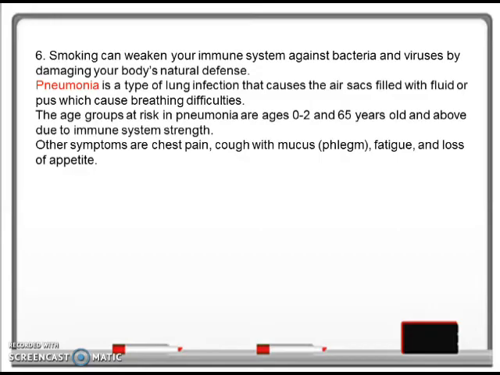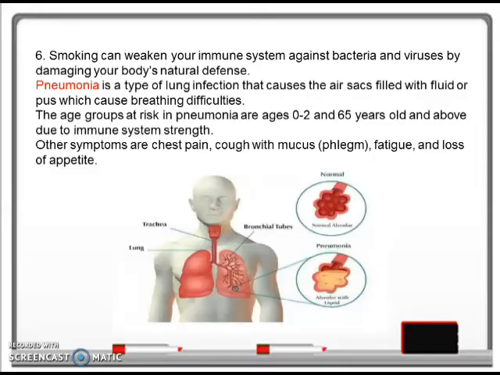Number 6. Smoking can weaken your immune system against bacteria and viruses by damaging your body's natural defense. Pneumonia is a type of lung infection that causes the air sacs to fill with fluid or pus, which causes breathing difficulties. The age groups at risk of pneumonia are ages 0 to 2 and 65 years old and above due to immune system strength. Other symptoms are chest pain, cough with mucus or phlegm, fatigue, and loss of appetite.